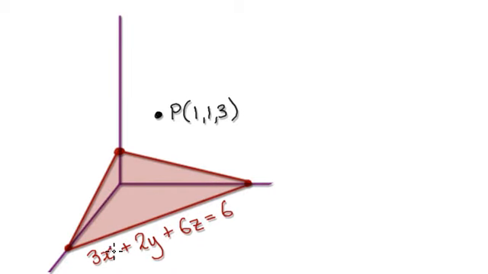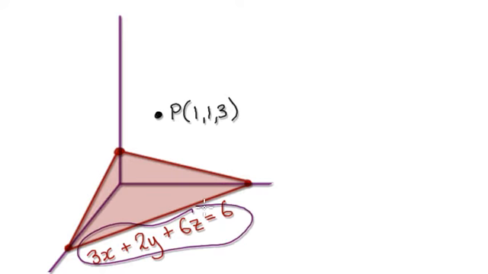If you set x to be 0, z to be 0, then y must be 3. So from here to here it's 3. And then if you set x to be 0, y to be 0, then z must be 1. So the height here is 1. So when given an equation of a plane, you can always roughly sketch it.